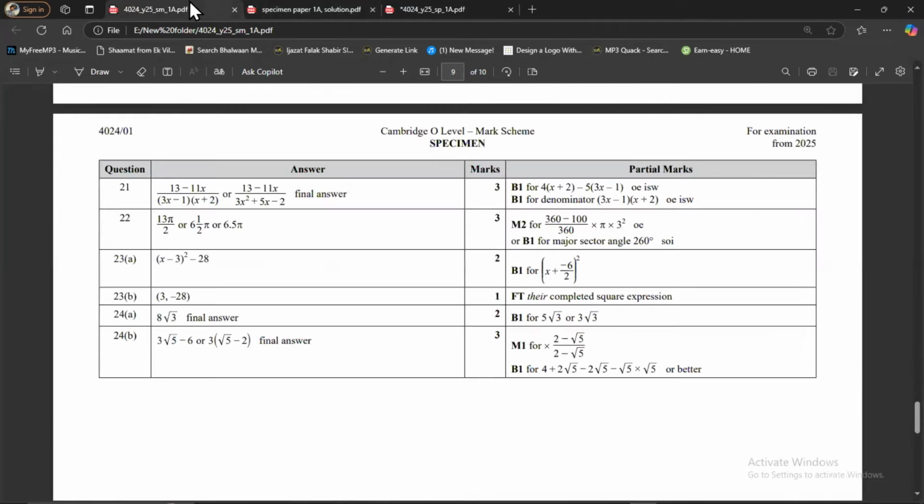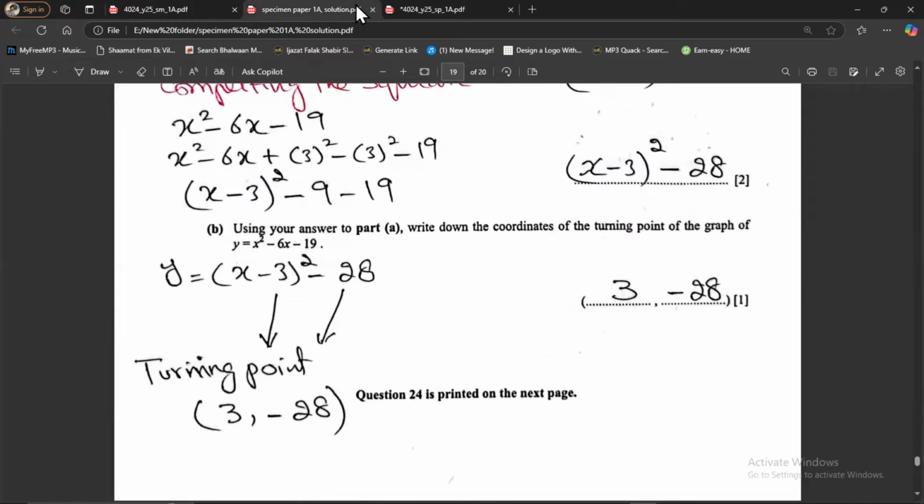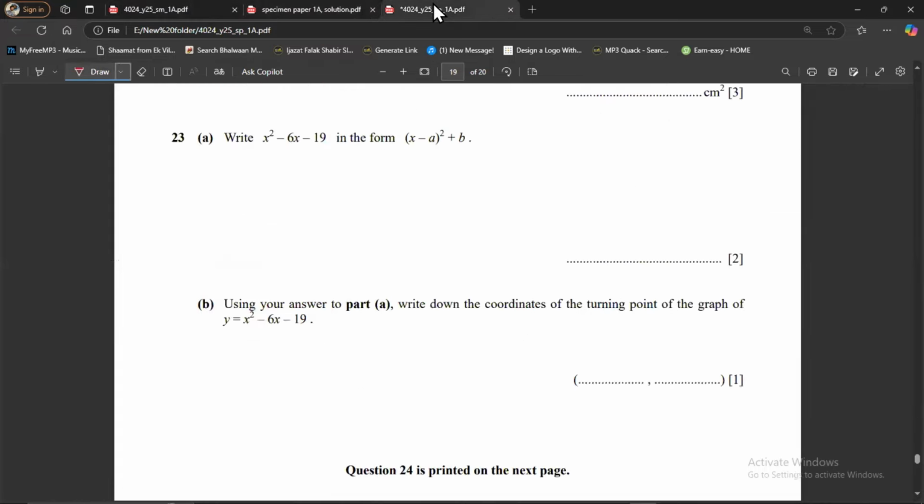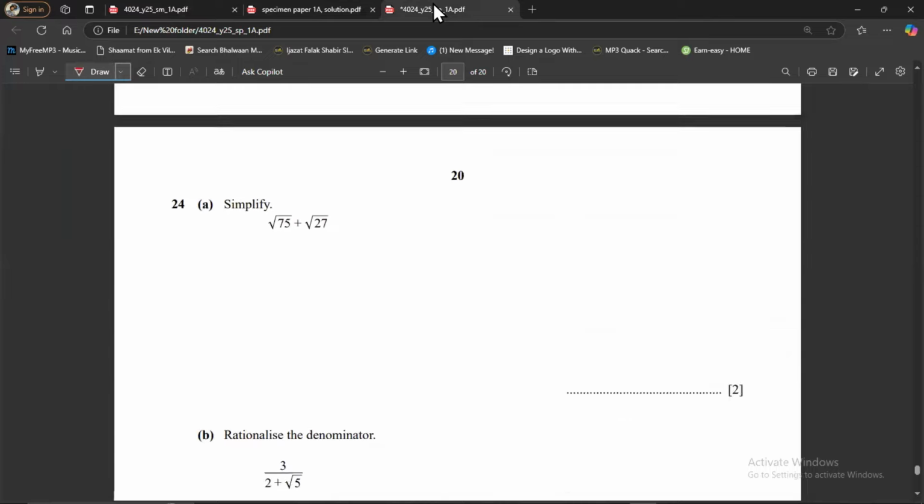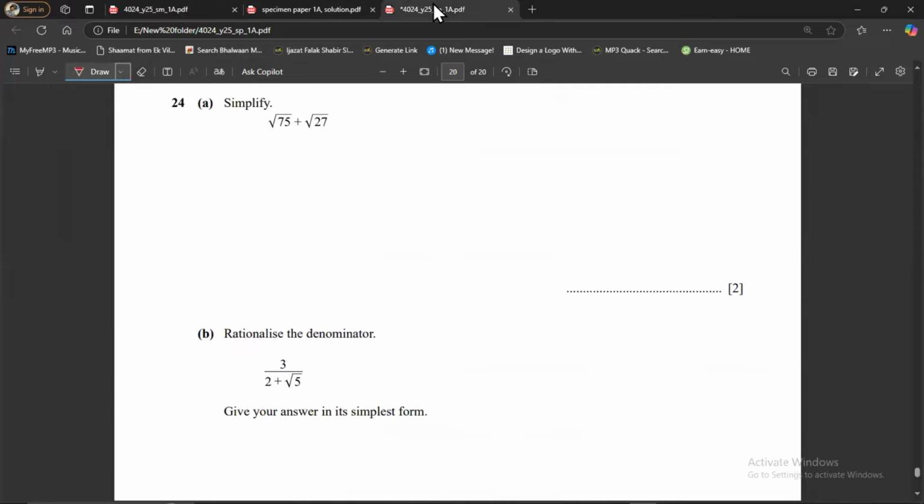So let's check 3 comma minus 28. That is right, sir. So hopefully you understand. We are going to the next question. The next question is question number 24.